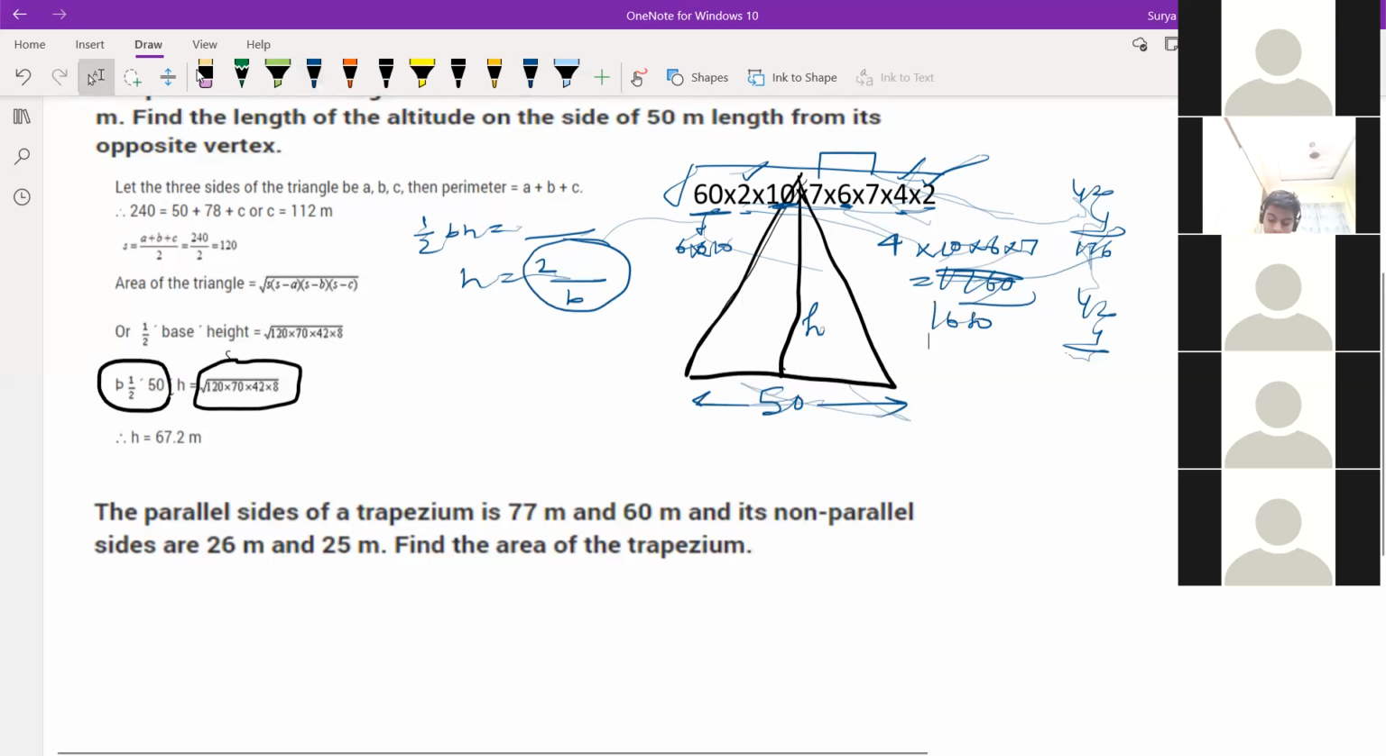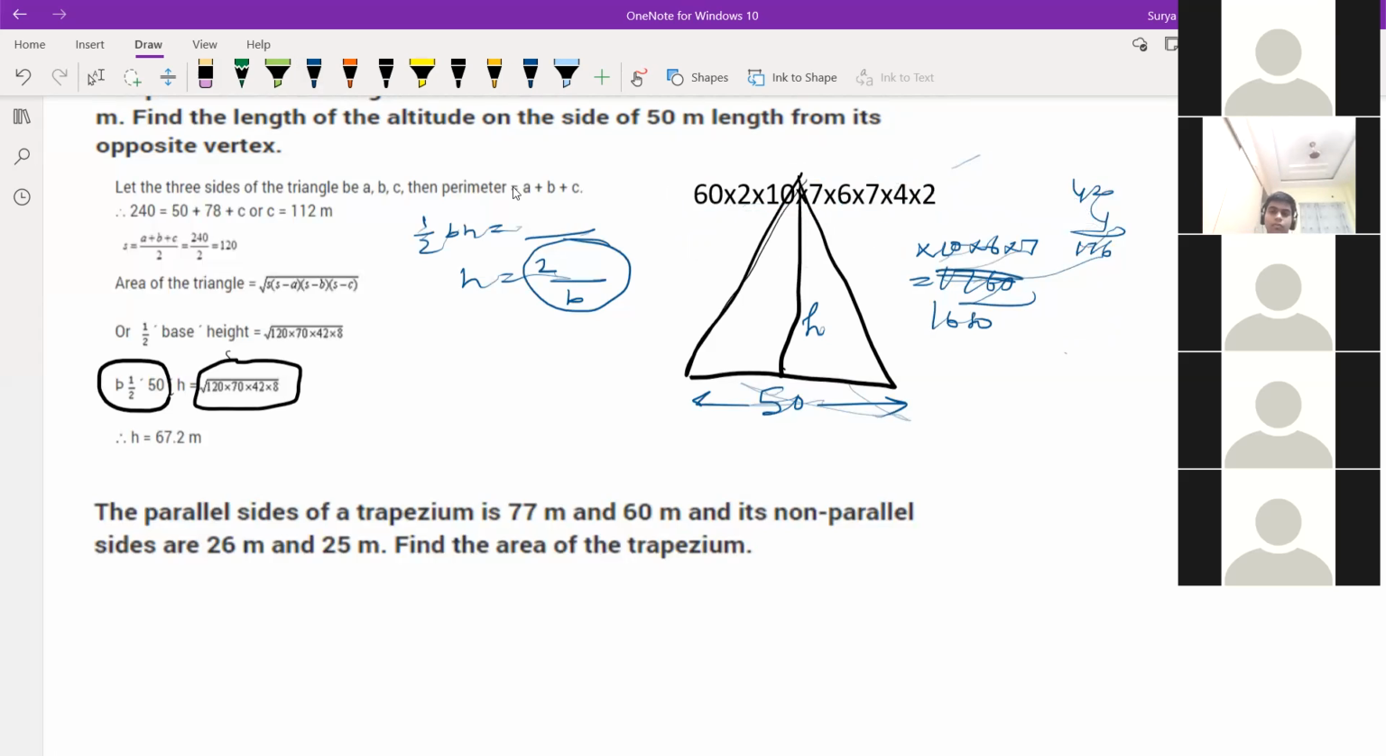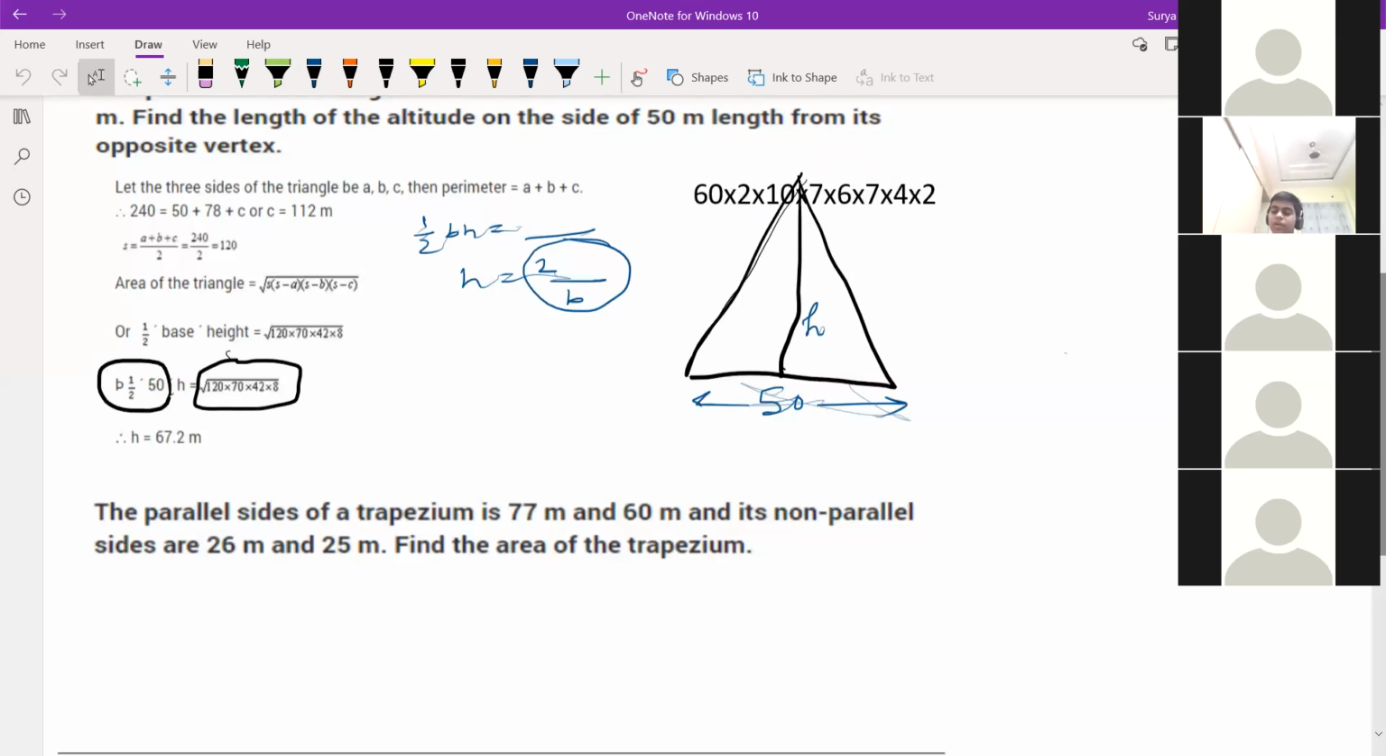How much time is this taking? Not more than 1 minute. If you do it by division with prime factorization, there are more chances of going wrong in the prime factorization of a big number. Correct? Yes. So the last part is the parallel sides of the trapezium.